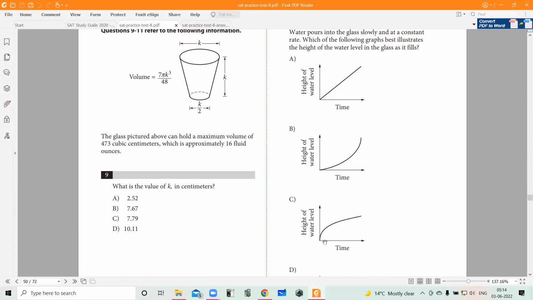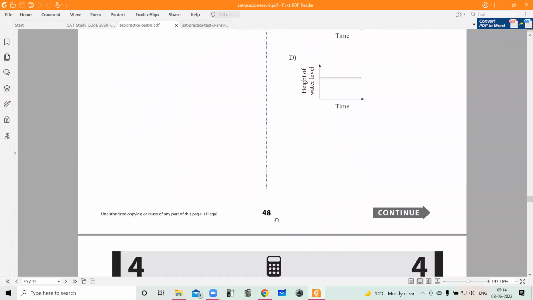Okay. Because C has more steepness in the graph at the start. So the height is increasing more at the start as compared to the end, right? Yeah. So C is correct.